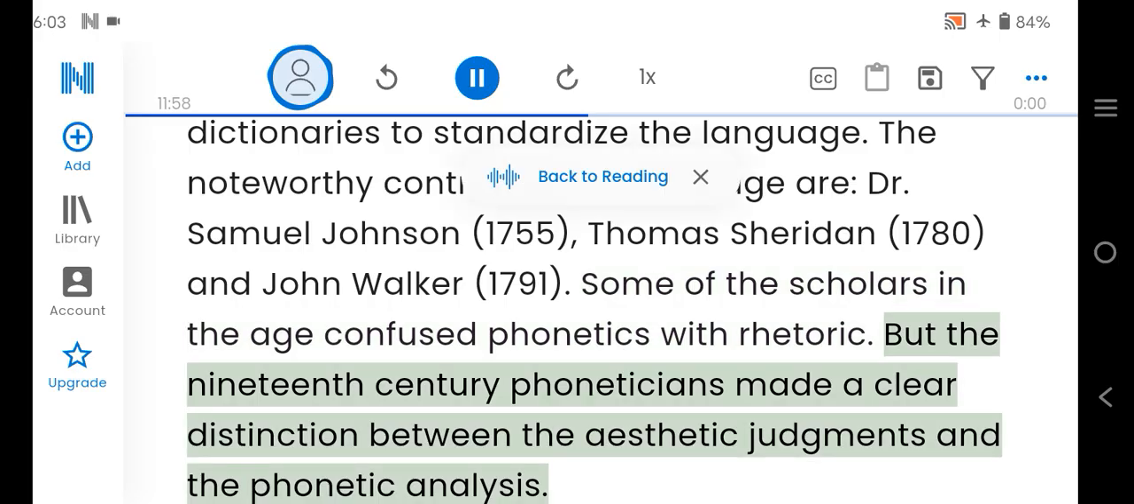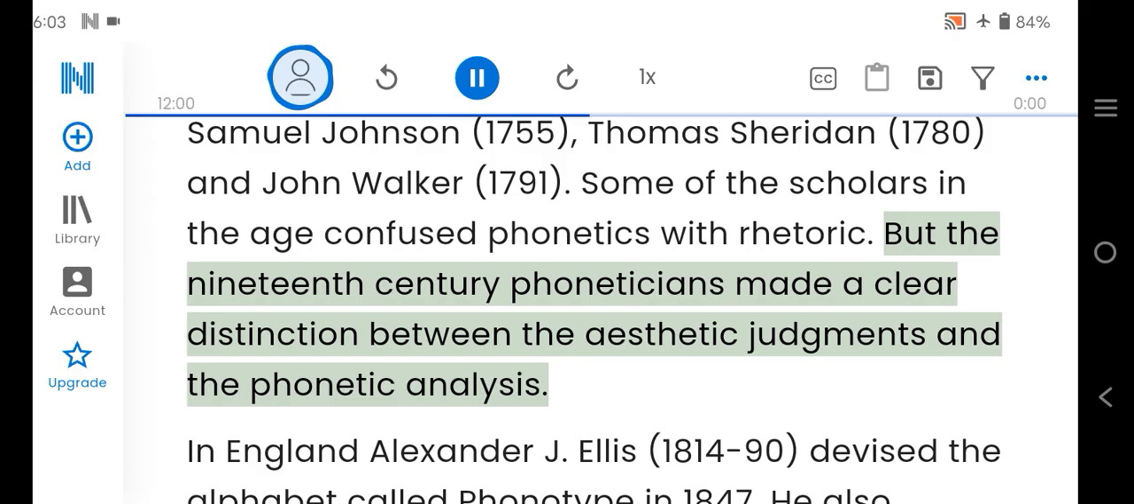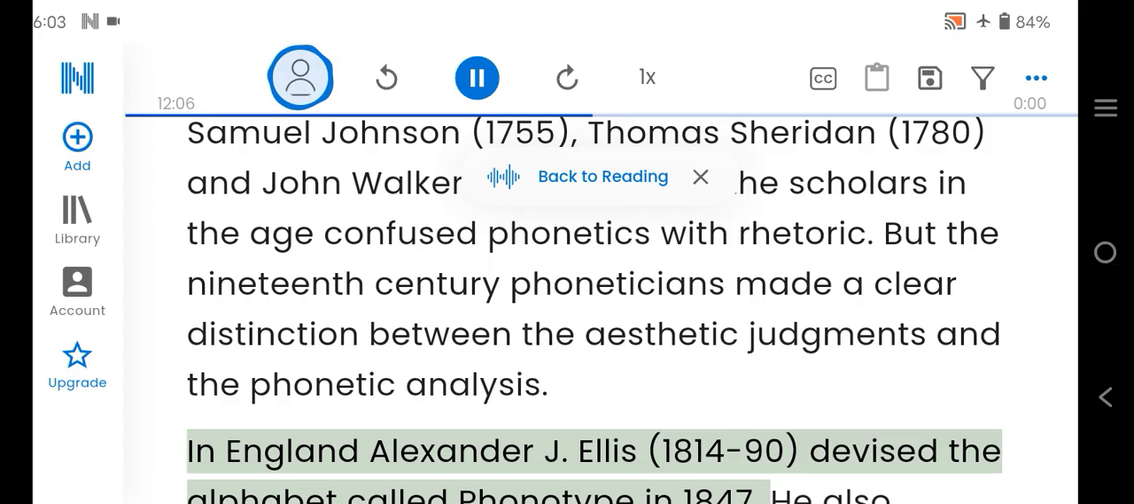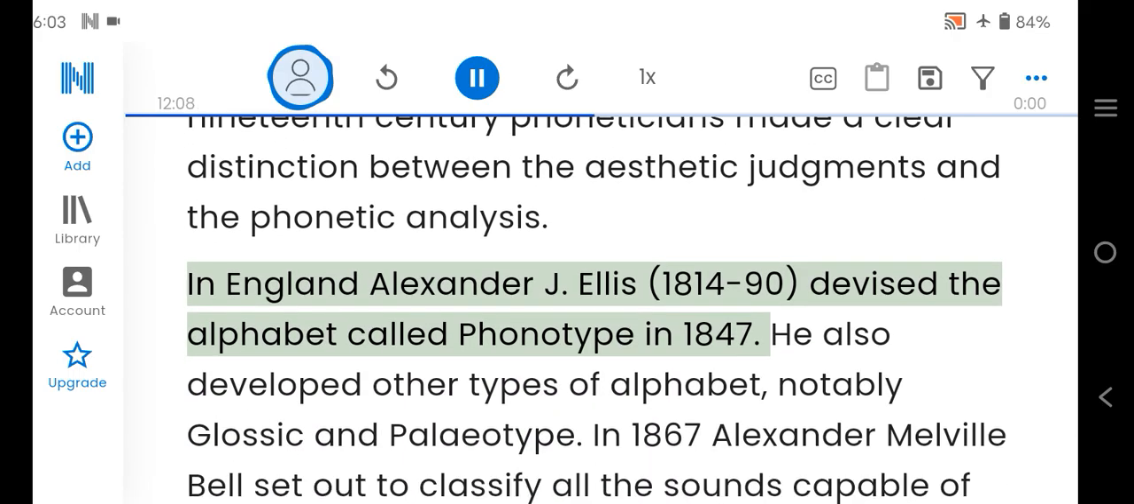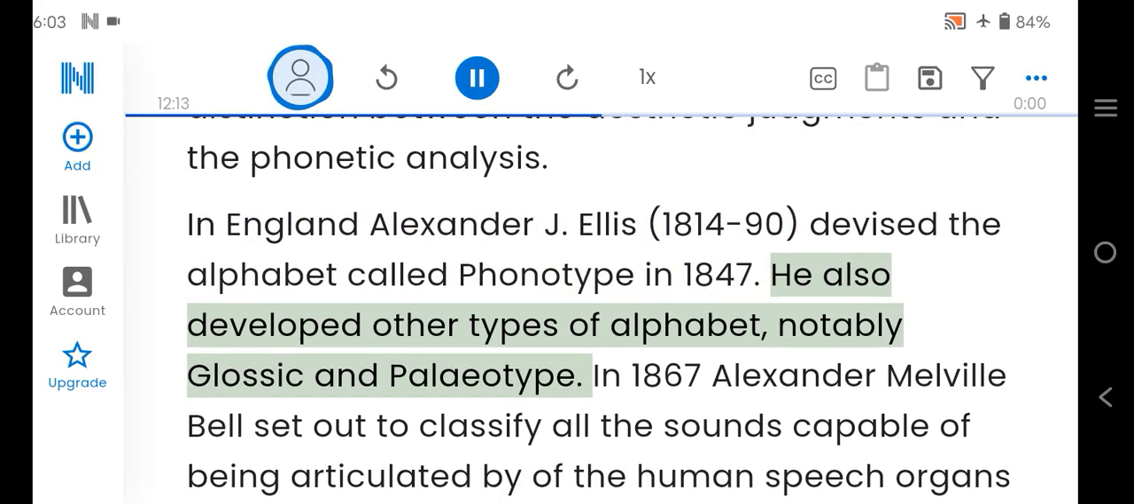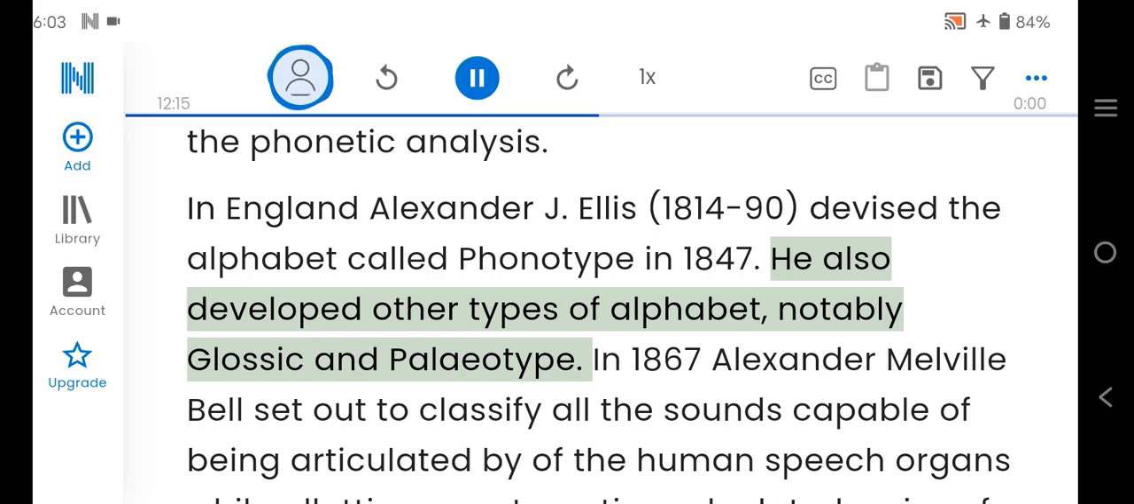But the 19th century phoneticians made a clear distinction between the aesthetic judgments and the phonetic analysis. In England, Alexander J. Ellis, 1814–90, devised the alphabet called phonotype in 1847. He also developed other types of alphabet, notably glossic and paleotype.